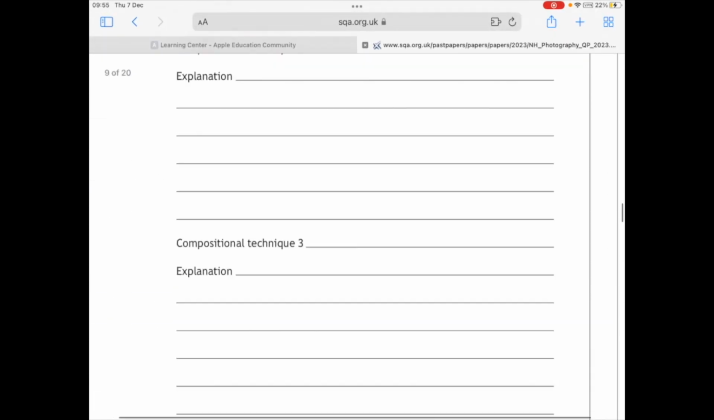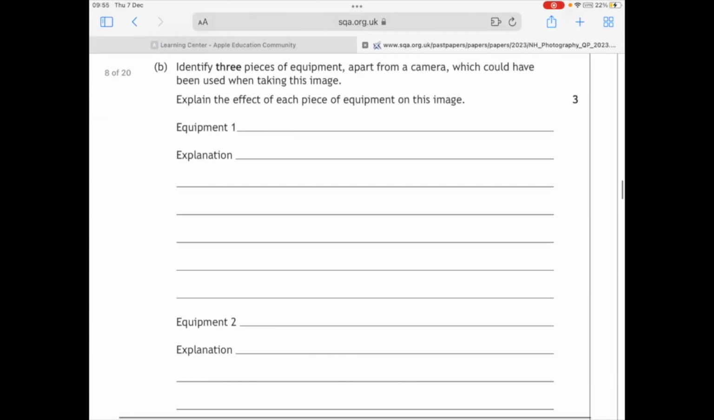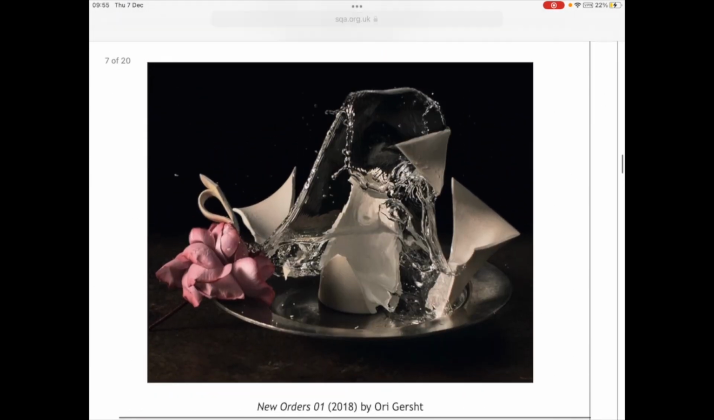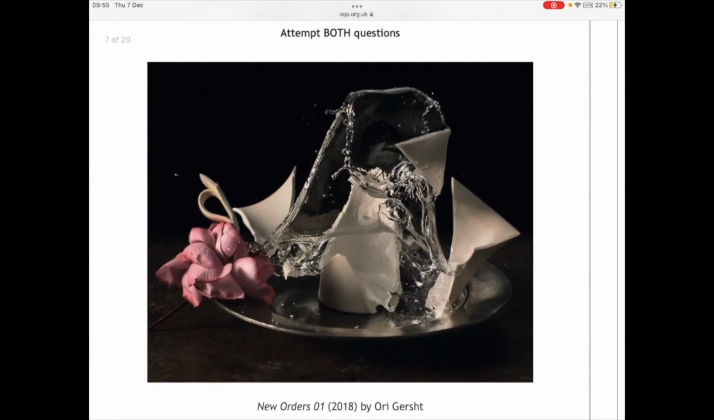Question D: explain how the photographer has used subject matter to create mood and atmosphere in this image. I was really pleased to see this question because it's normally in art exams, but I was really pleased to see it in the photography exam. Mood and atmosphere can be quite a difficult question to answer, but just look at the image, think about what mood is created, and make sure that you refer to the picture.